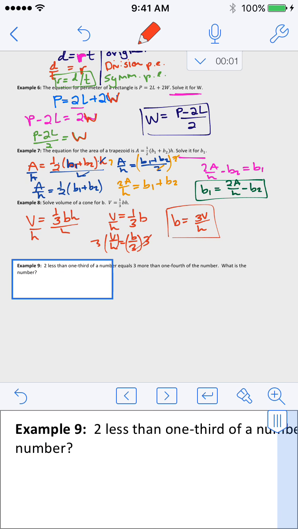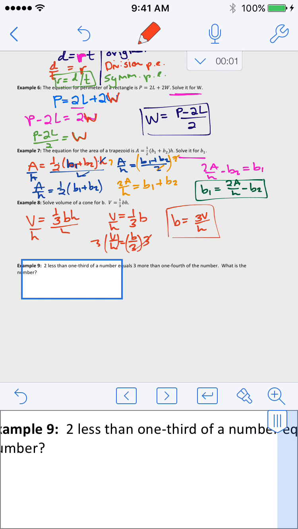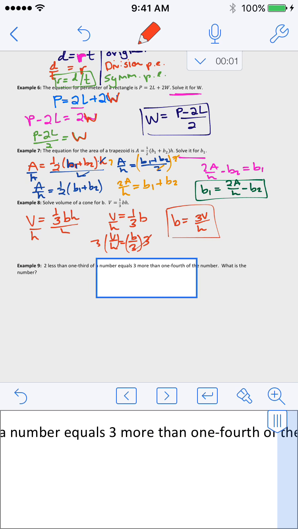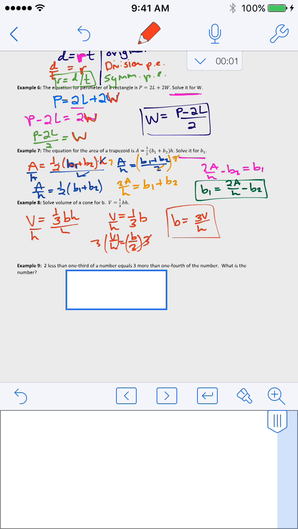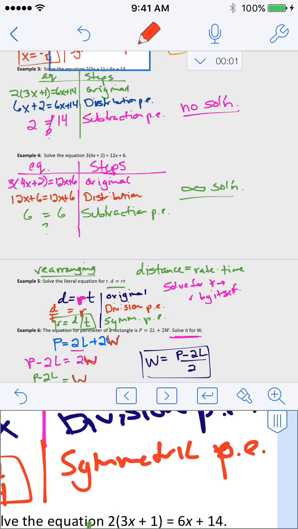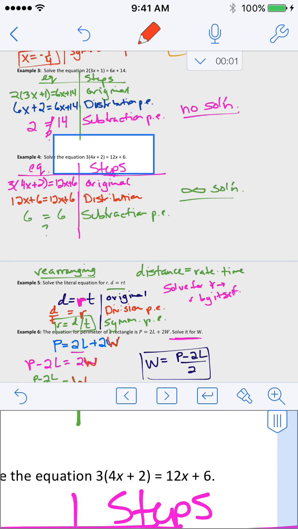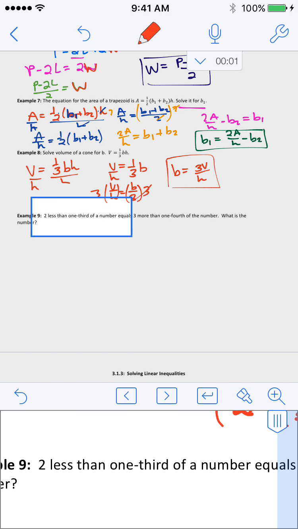So let's read this problem here. Example number 9. 2 less than 1/3 of a number equals 3 more than 1/4 of a number. What is the number? Right? So what this sounds like is somebody just read this off a page. 2 less than 1/3 of a number equals 3 more than 1/4 of a number. What is the number? Our job is now to write it so that it looks like one of these. Right? We got to write it so it looks like one of those. So let's go piece by piece.